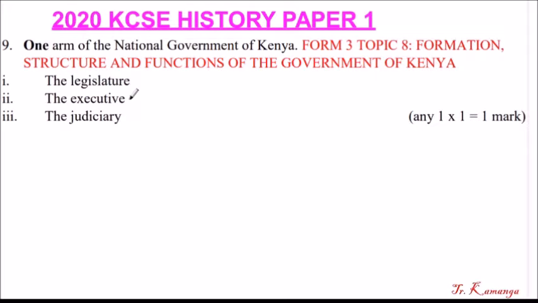They make rules. The executive, that is the president and the national government. Then we have the judiciary, the courts and so on. So you mention one of these, you'll be able to get 1 mark. And that is how you are supposed to answer question number 9.